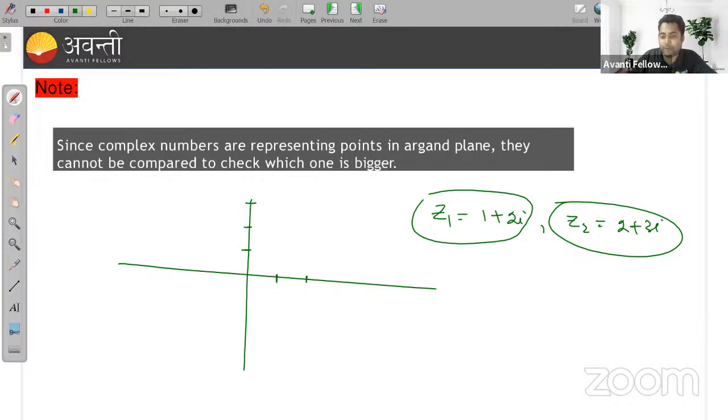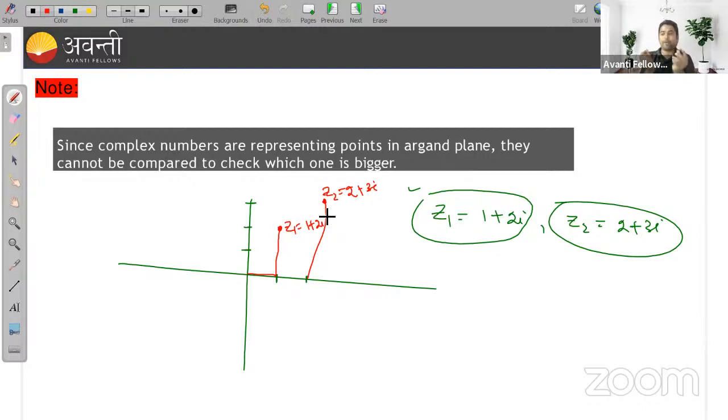So if we plot the first number, z1 is equal to 1 plus 2i, that means here 1 plus 2i. So this is the point, z1 is equal to 1 plus 2i. And this is the point 2 plus 3i, that is z2 is equal to 2 plus 3i. Okay, so these are two points only in the Argand plane.